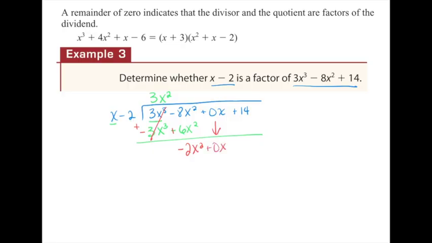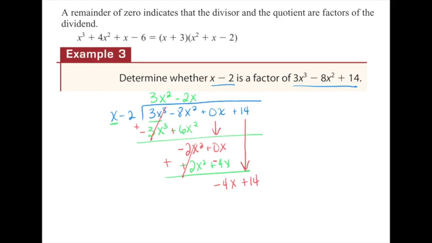I'm going to do the same thing here. What do I multiply x by to get negative 2x squared? Well, a negative 2 and an x. Negative 2x times x is negative 2x squared. Negative 2x times negative 2 is positive 4x. And remember, I am adding the opposite here. So I'm going to say adding the opposite of each of these. Negative 2 and positive 2 cancel. 0 and negative 4 give me a negative 4x. And I am going to bring down this 14.